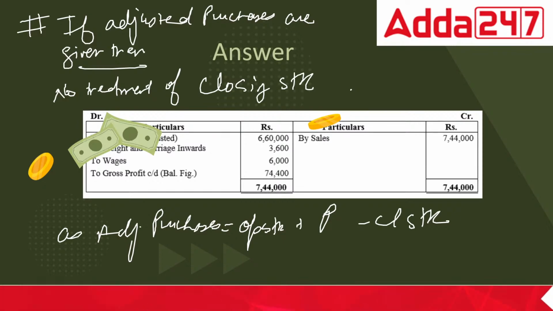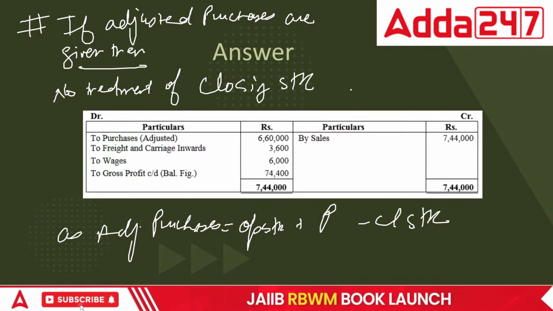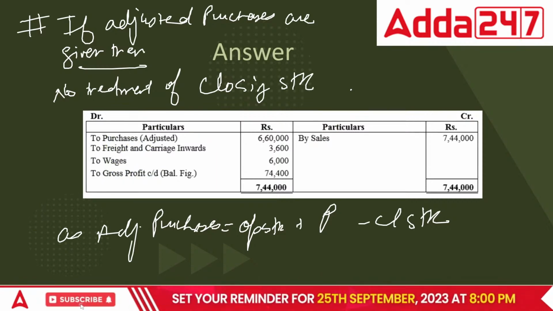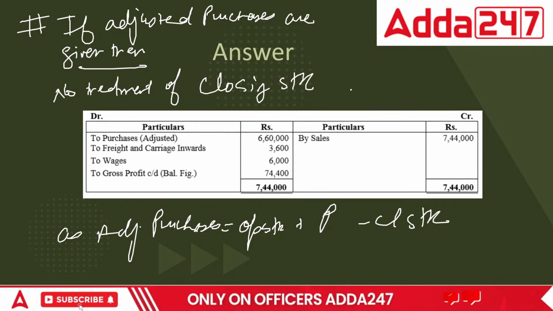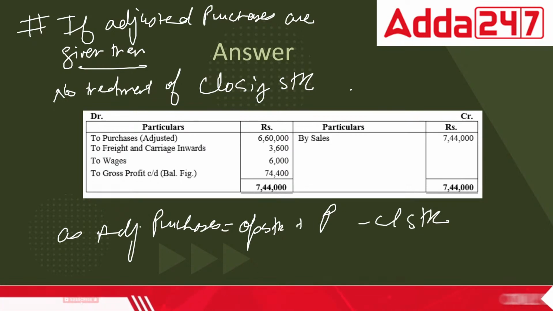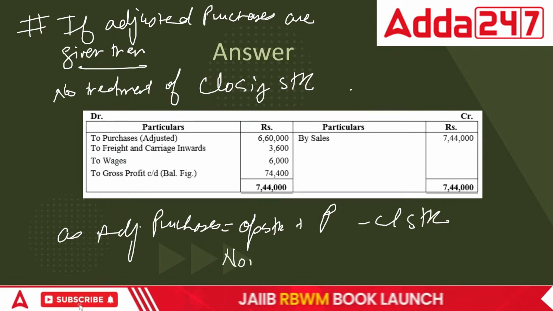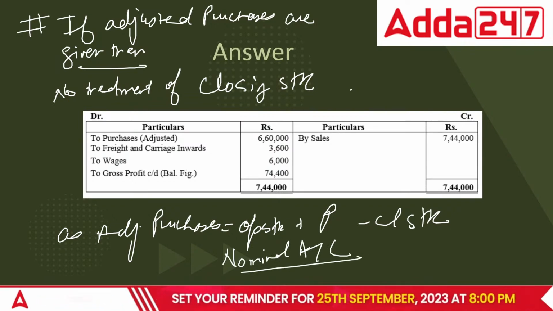Done, everyone? Look at this question. This is a trading account. Now the next point that comes is, in a trading account, the nature of trading account is a nominal account, everyone. Done?